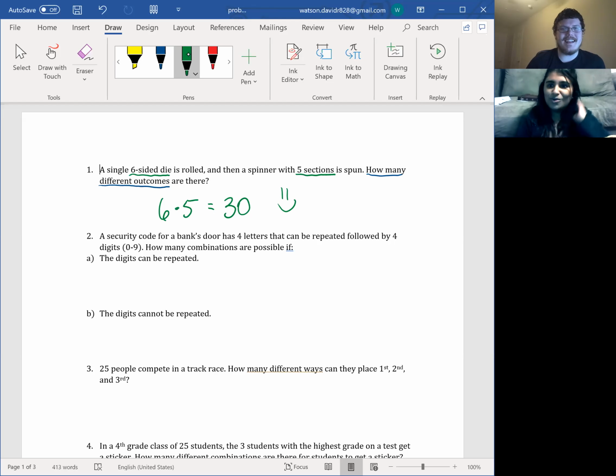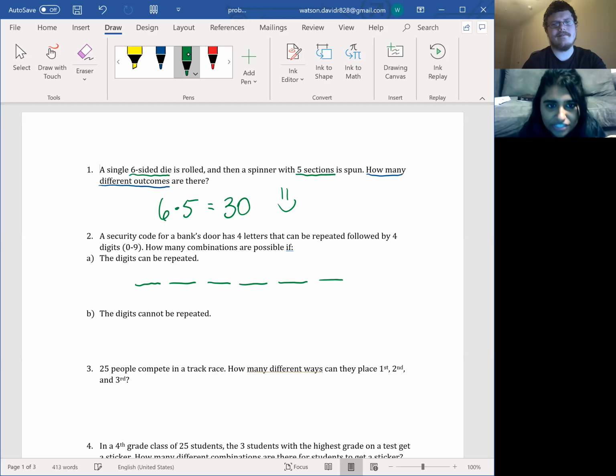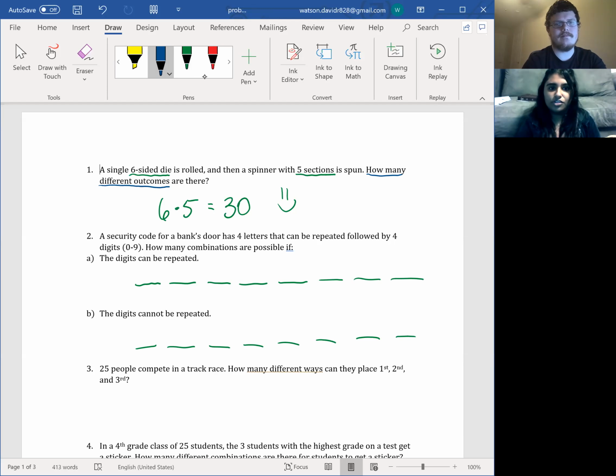All right, so second one: a security code for a bank's door has 4 letters that can be repeated, followed by 4 digits. How many combinations are possible if, for part A, the digits can be repeated, and part B, the digits cannot be repeated? So for part A, again, I want you to underline, what color did he make it? He made it in blue. How many combinations are possible? Again, you are trying to find the total.